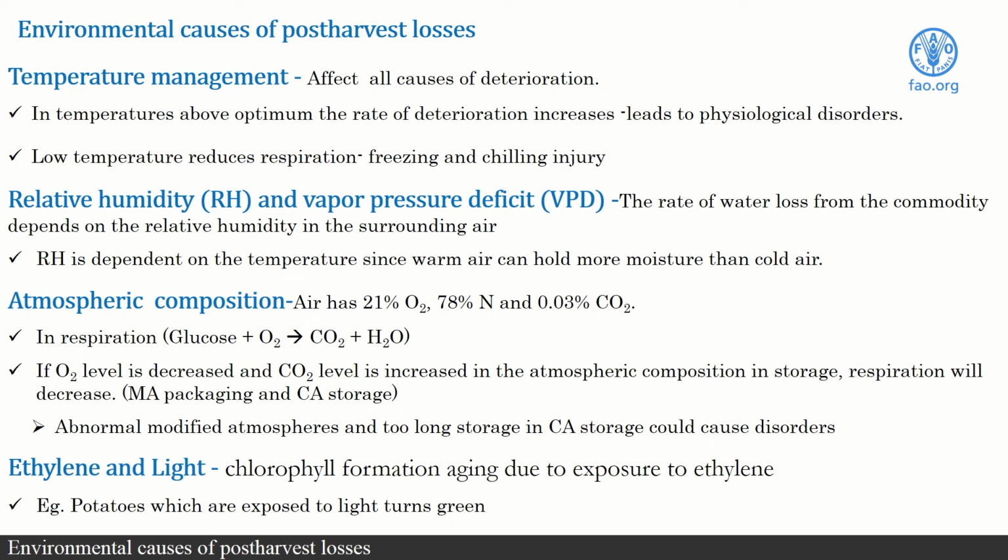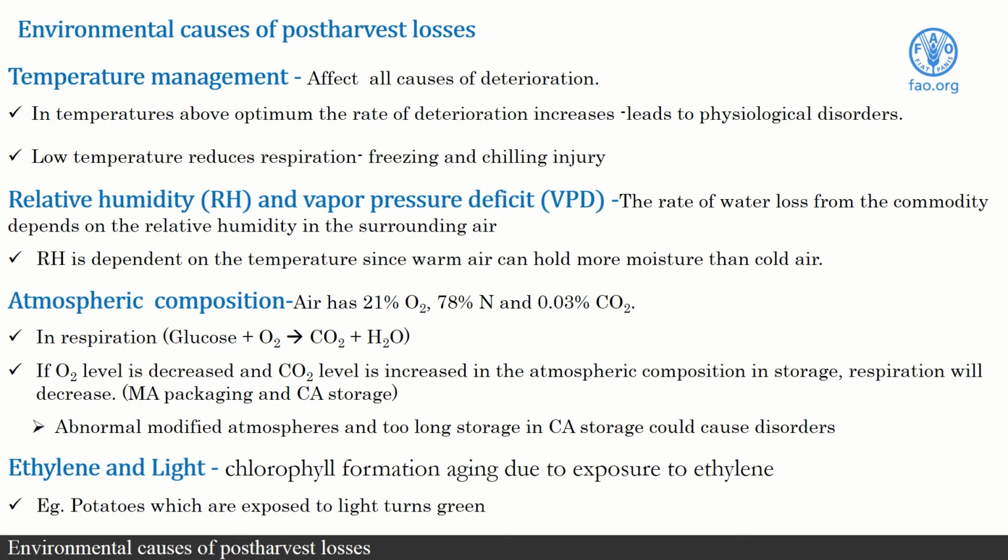This slide summarizes the environmental causes of post-harvest losses. The first one from the environmental causes is temperature management. Temperature affects all causes of deterioration. When the temperatures are above optimum, the rate of deterioration increases and it leads to physiological disorders. Similarly, low temperatures reduce respiration and it may cause freezing and chilling injury.